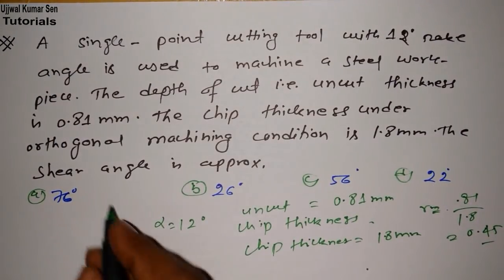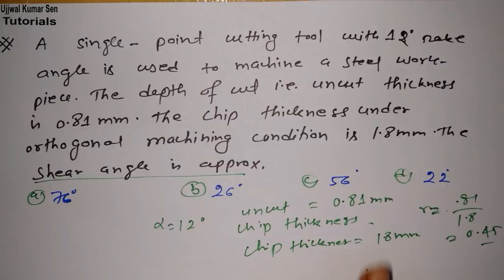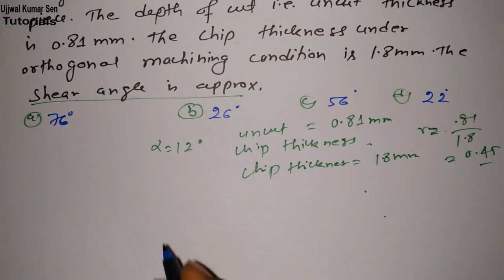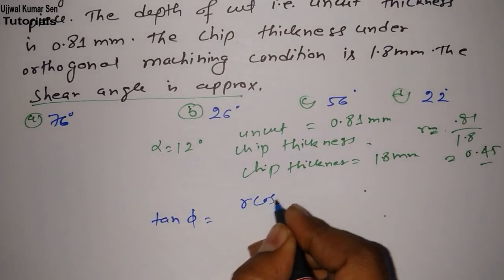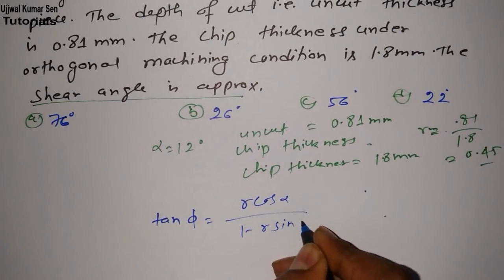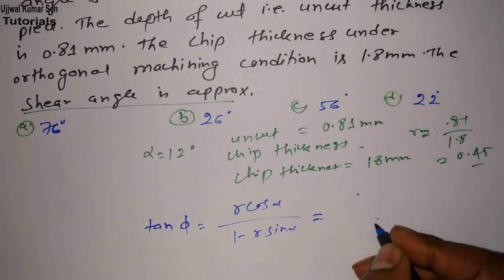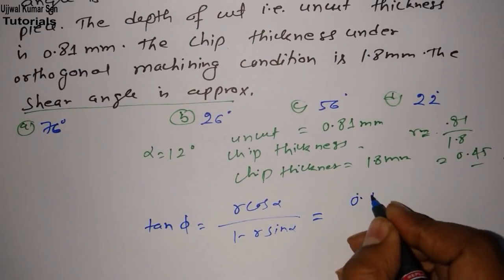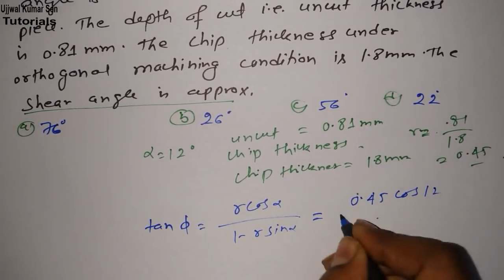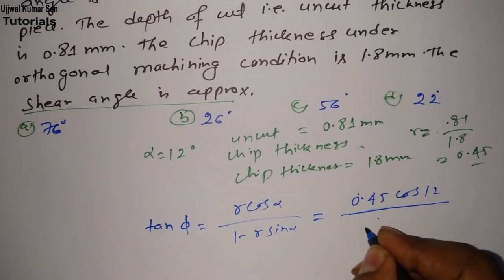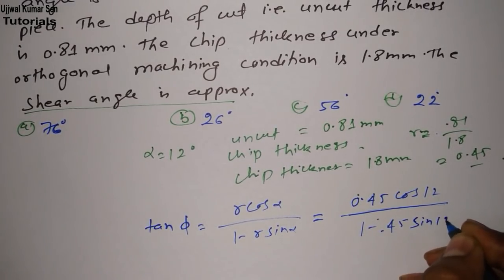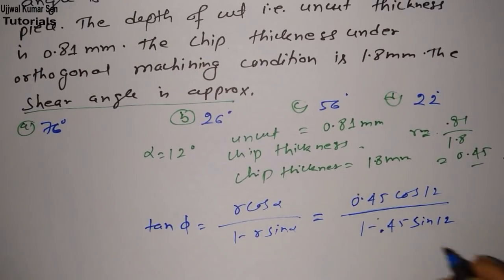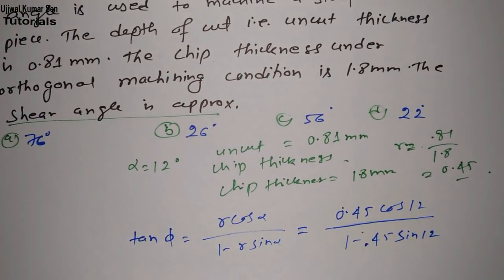0.45. Okay. And again, in this question, what we have to find out? Shear angle. We know that tan phi is equal to r cos alpha divided by 1 minus r sin alpha. R is how much? We are given r as 0.45. Cos alpha, with alpha 12, and r is 0.45, over 1 minus 0.45 sin alpha, 12. And don't make a mistake here, okay.